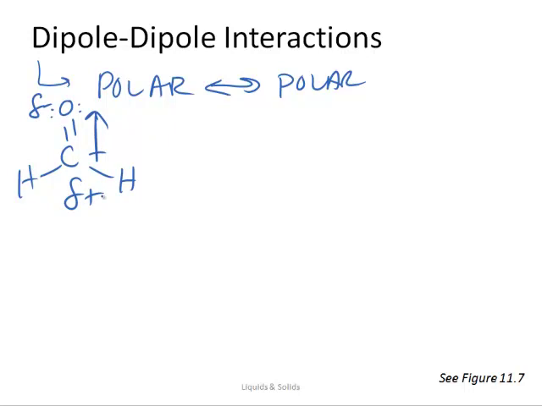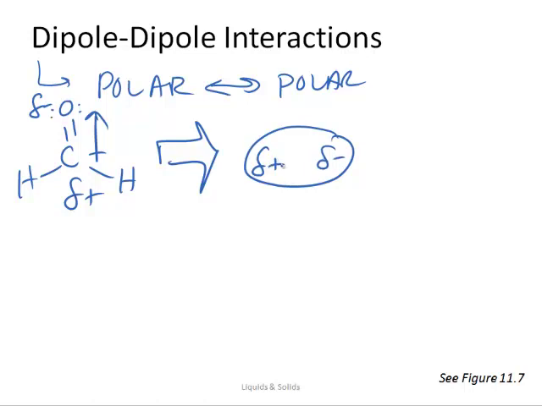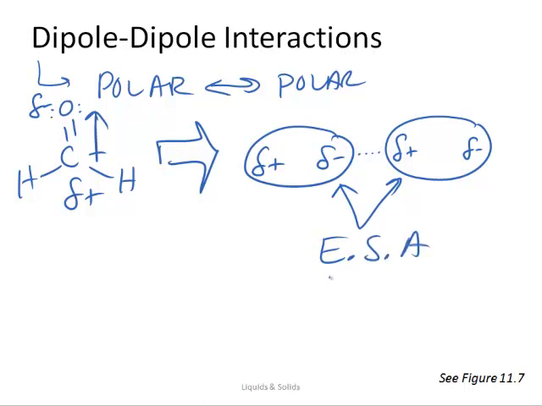If we sort of cartoonishly draw this formaldehyde molecule as a molecule with a partial negative end and a partial positive end, we know that if we have another formaldehyde molecule nearby, it will have a partial positive charge and a partial negative charge, and it will orient itself so that the partial negative and partial positive charges interact with each other. And that interaction, that Coulombic attraction, that electrostatic attraction, is the dipole-dipole interaction, or the dipole-dipole force.